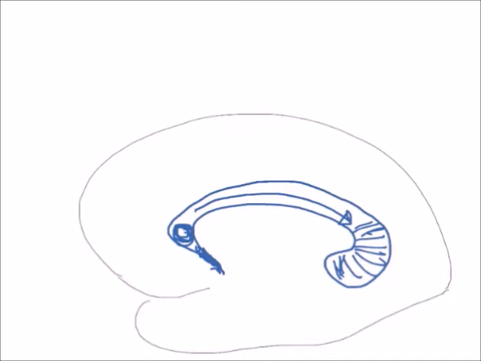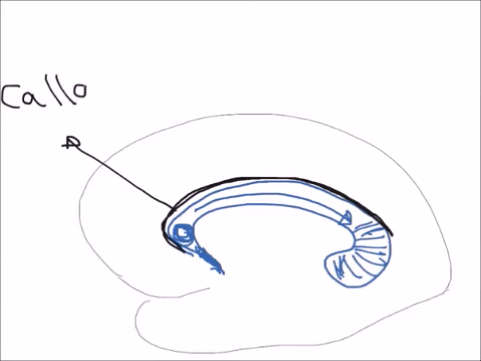Just above the corpus callosum we have a very important sulcus, which is the callosal sulcus. The callosal sulcus extends around the whole corpus callosum, like this black sulcus here. This is the first one, the callosal sulcus. Here we have the anterior cerebral artery running in this sulcus, the callosal sulcus.